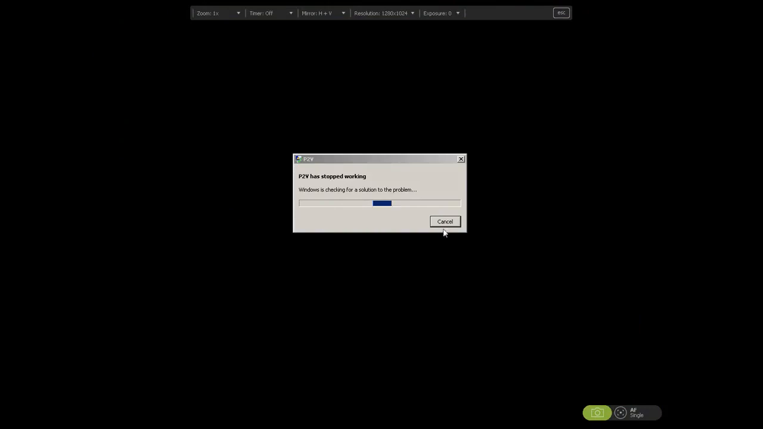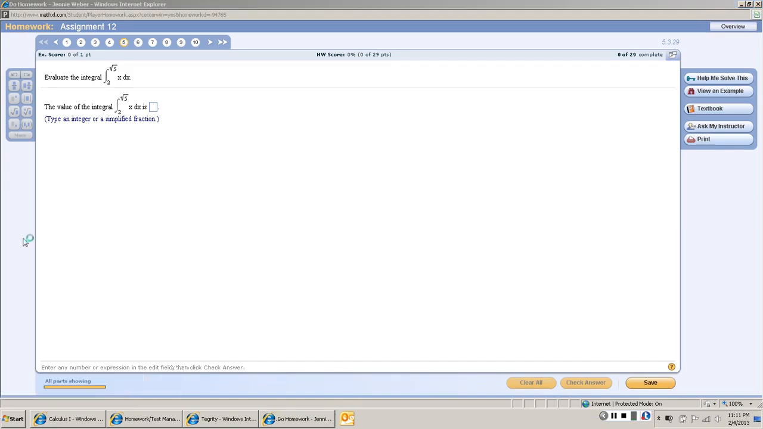Now obviously you have several options here, and my camera is just darn mad. Let's see if this works. Third time's a charm, right?